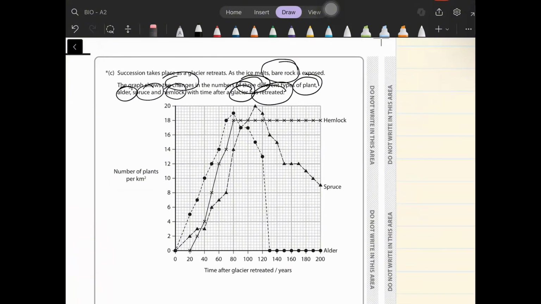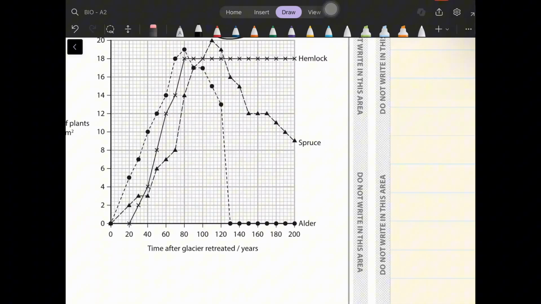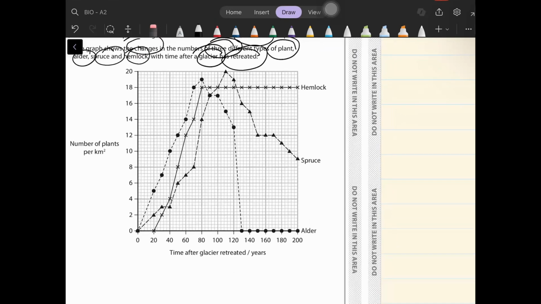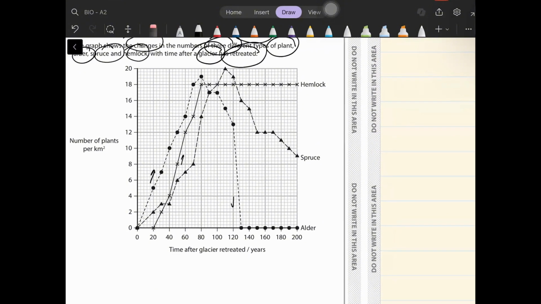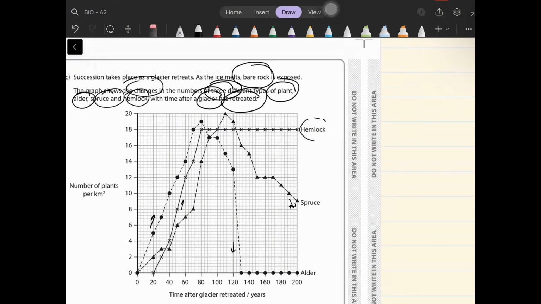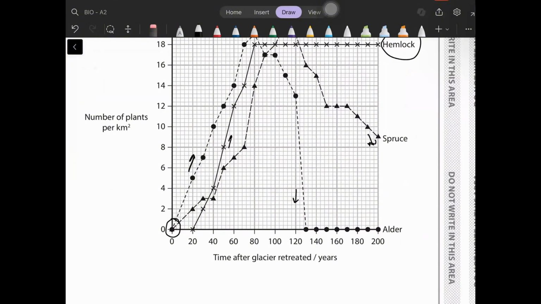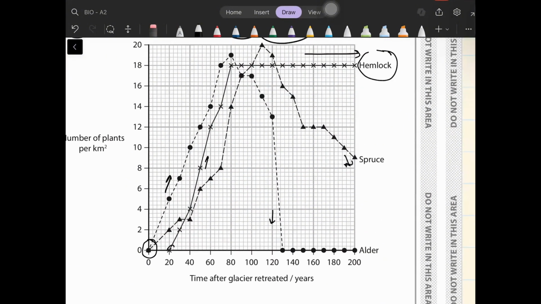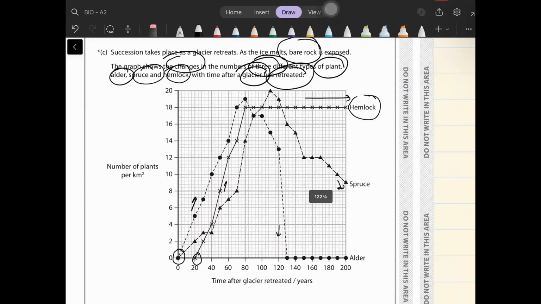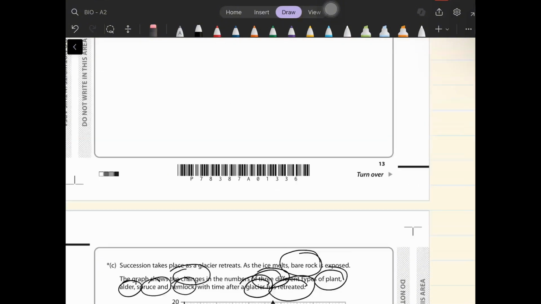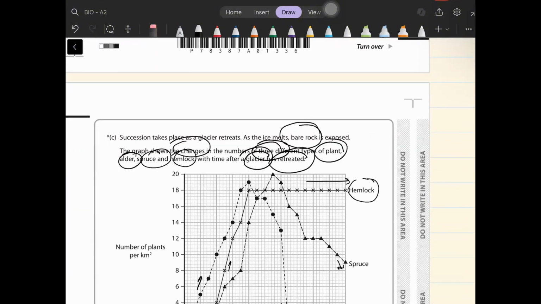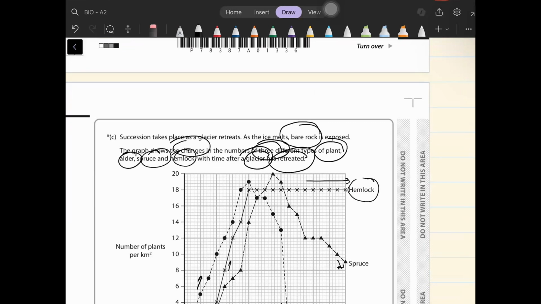Right. So what I could see from here is that the numbers of alders and spruce increase and then decrease. However, the number of hemlock increases and then remains constant. Both alders and spruce start from 0, however hemlock starts from 20. So what I could say is that alders and spruce are the first to colonize the area and break down the bare rock to form soil. This is the first thing that I could say.